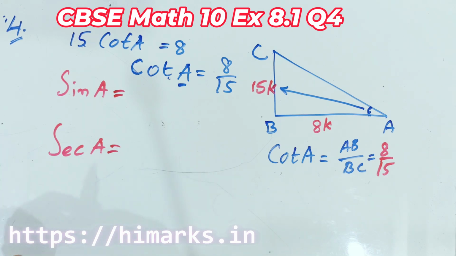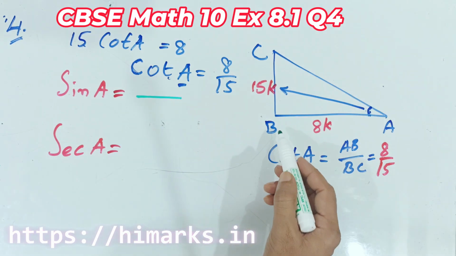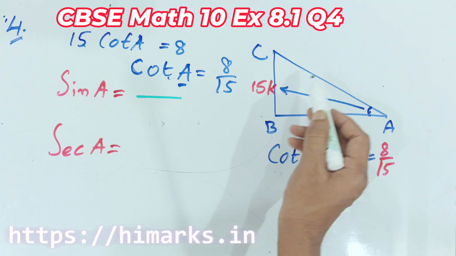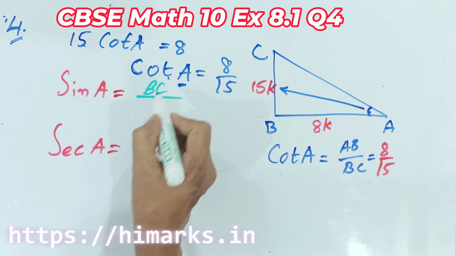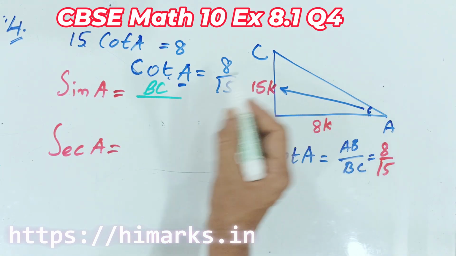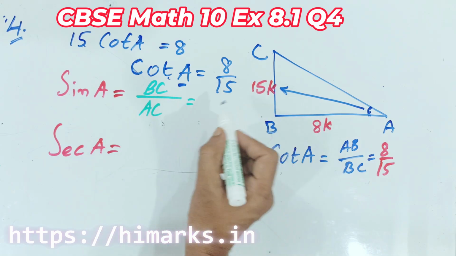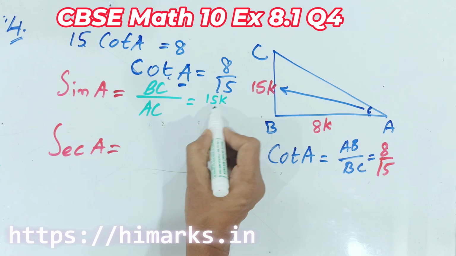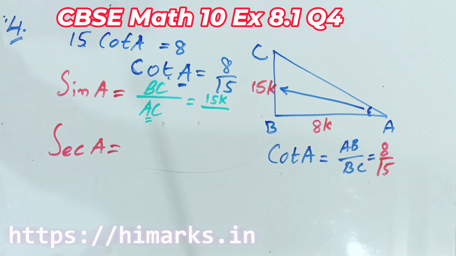Now our target is to find sin A and sec A. So let us write what is sin A. Sin A means height by hypotenuse. Here height is BC and hypotenuse is AC. BC is 15k, but AC is not given. So our next task will be to find AC.